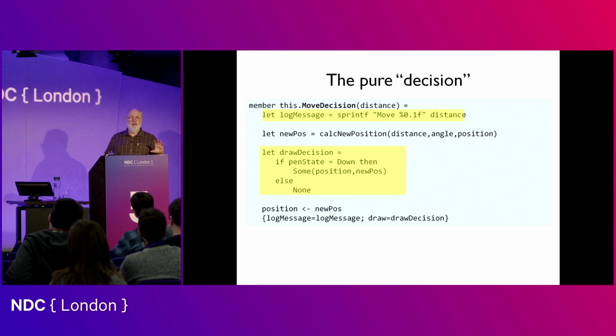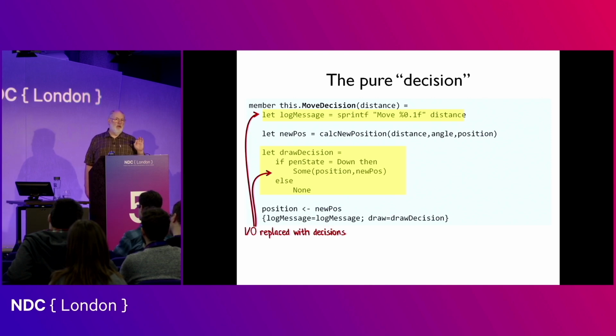So this code is completely testable because for any input, I always get the same output, right? There's no databases, no I/O, there's no canvases, nothing like that. So super, super easy. I can test the log messages, I can test the pen logic and all that stuff very, very easily. So we've replaced anywhere we had I/O, we've replaced it with a decision.